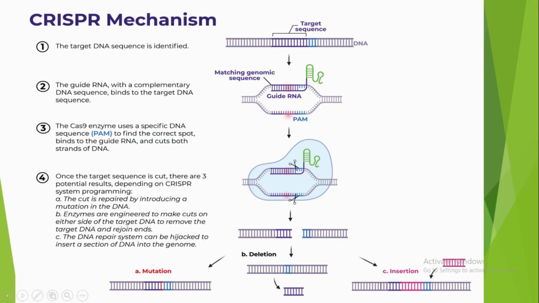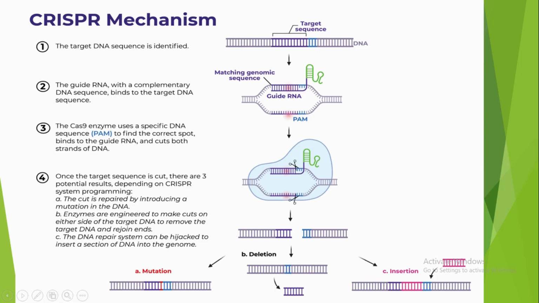So the CRISPR mechanism is a four-step mechanism, and in this diagram it is observed that the target DNA sequence is firstly identified. The second is the guide RNA, which we call gRNA, with a complementary DNA sequence binding to the target DNA sequence. The third step is that the Cas9 enzyme uses a specific DNA sequence, which we call the PAM, to find the correct spot. So it binds to the guide RNA and cuts both strands of the DNA.